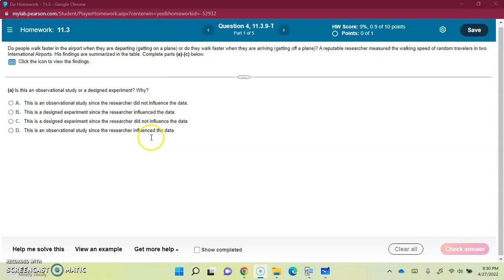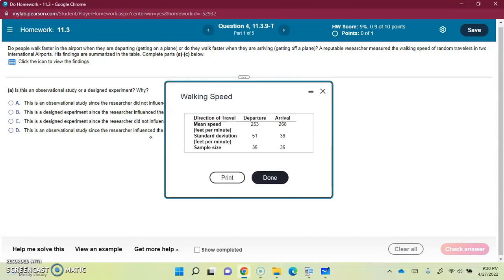Question number 4. The question is, do people walk faster in the airport when they are departing, or do they walk faster when they are arriving, getting off the plane? A reputable researcher measured the walking speed of random travelers in two international airports. His findings are summarized here.